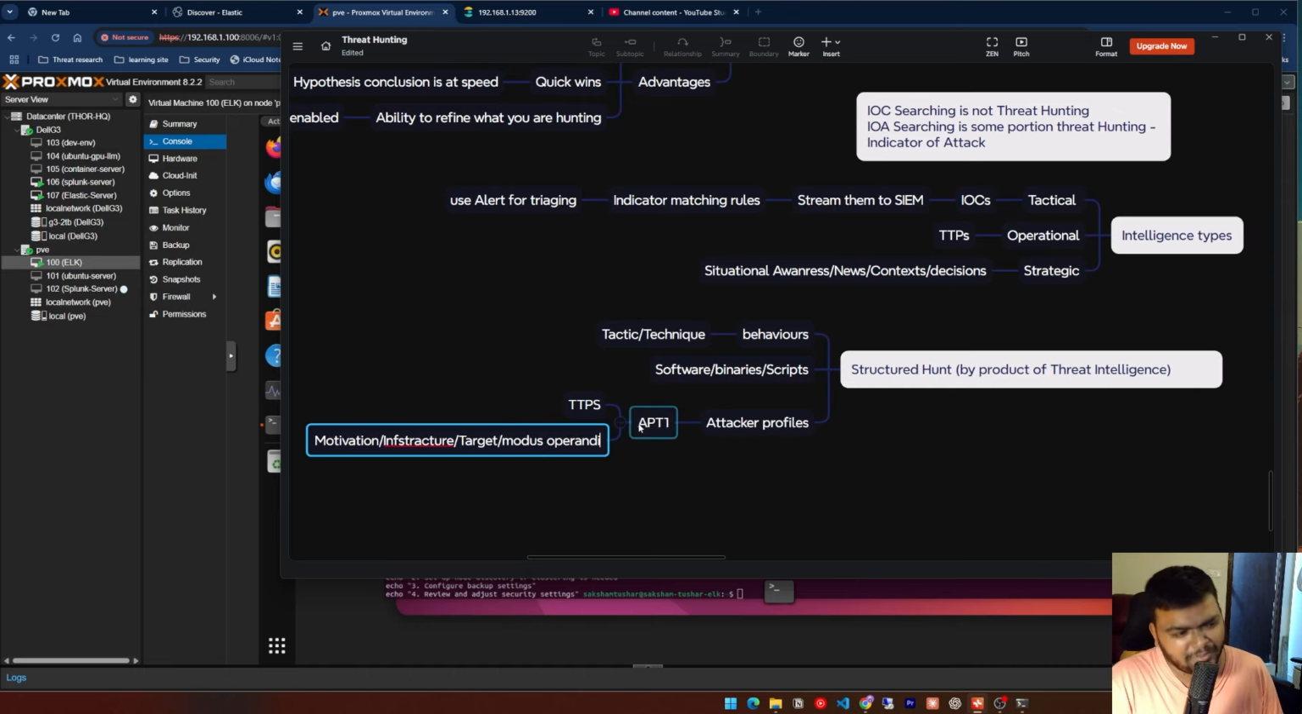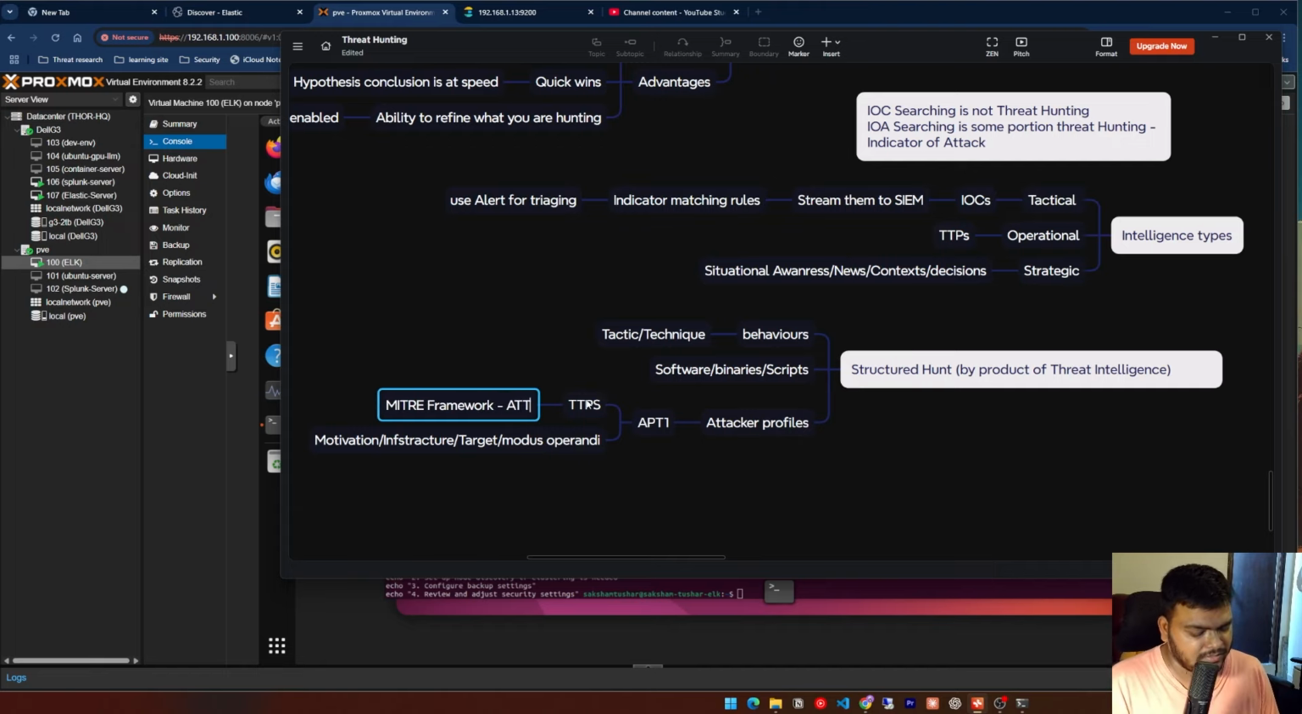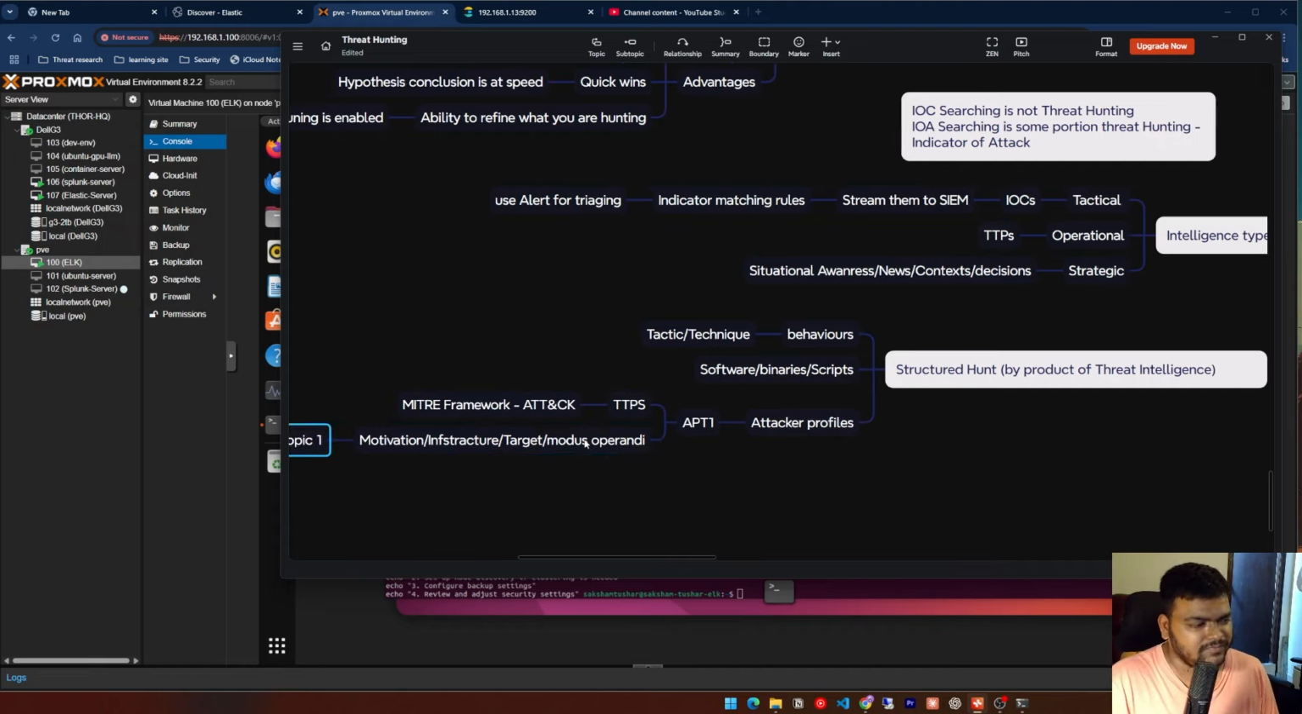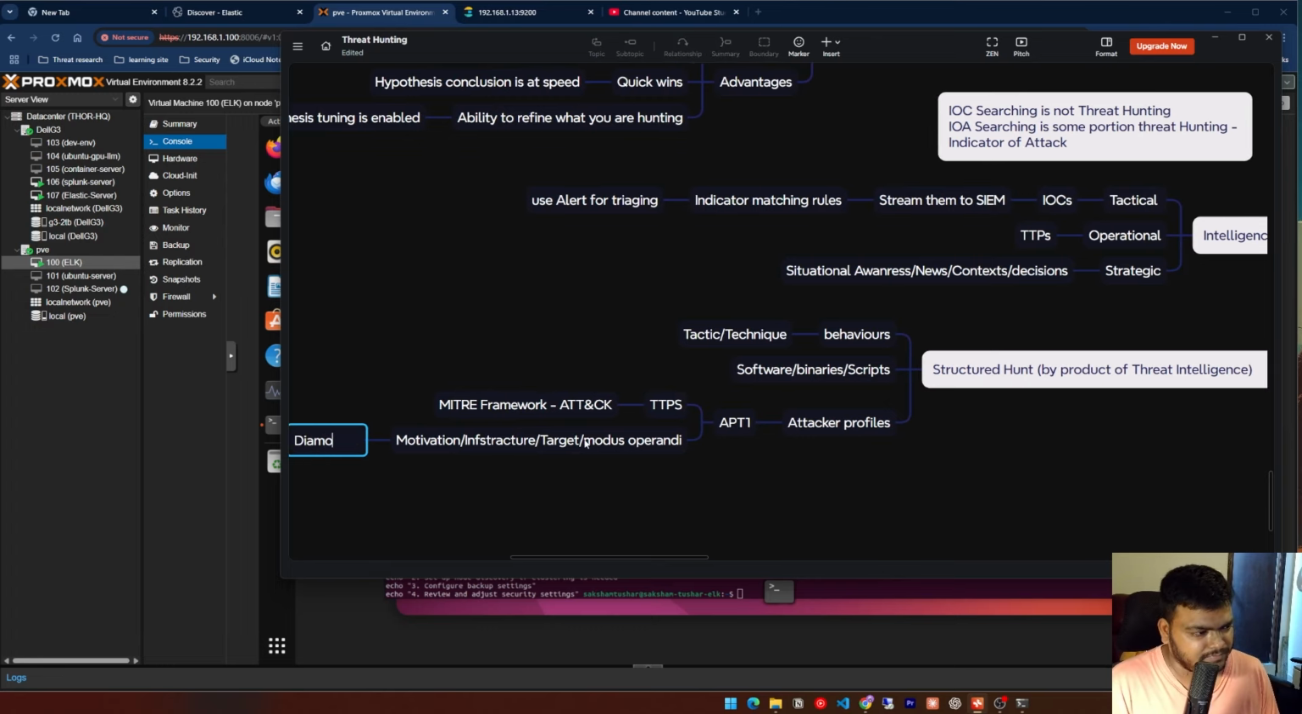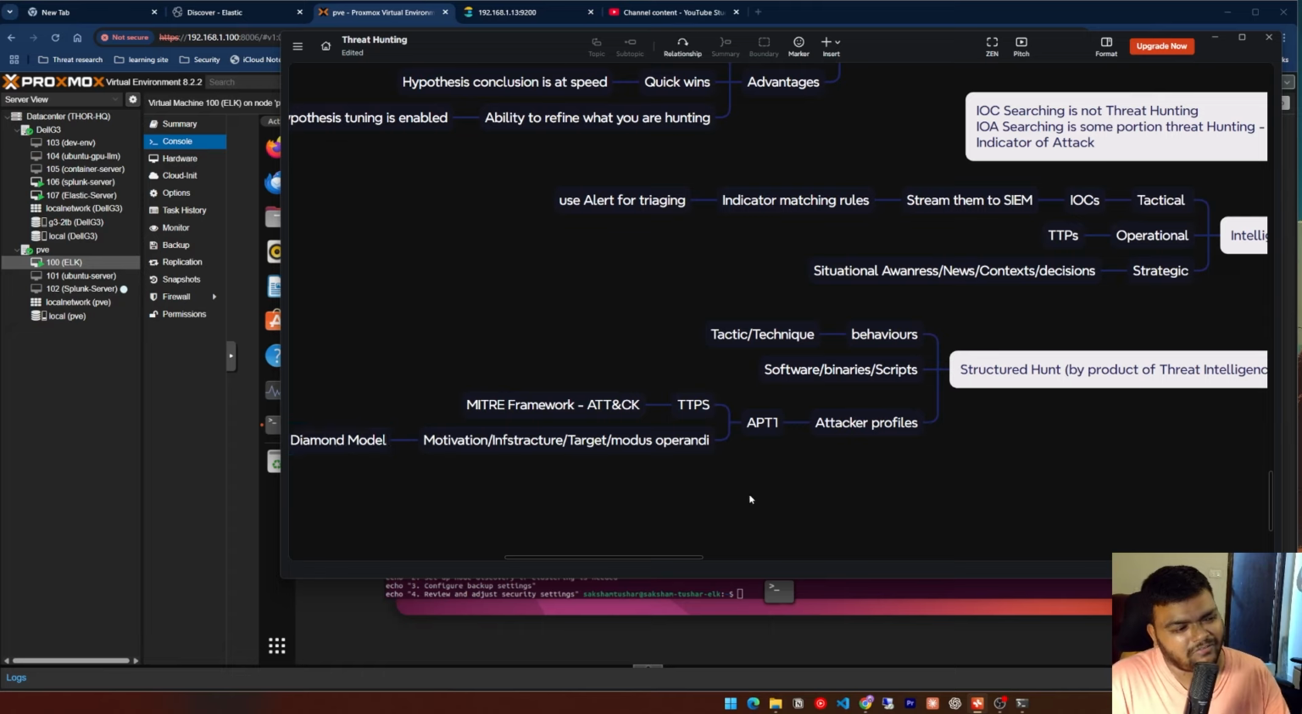Now what does it actually remind you of? A TTP falls back to the MITRE framework, right. This falls back to the Diamond model. So if you have done a thorough research of your attacker profile, you would possibly use either a MITRE framework or a Diamond model to identify behaviors or motivation, infrastructure, target, modus operandi, whatever it is. And sometimes both, right? You'll do both of them to have a complete picture and use that in your hunting strategies so that you know what you're hunting against.